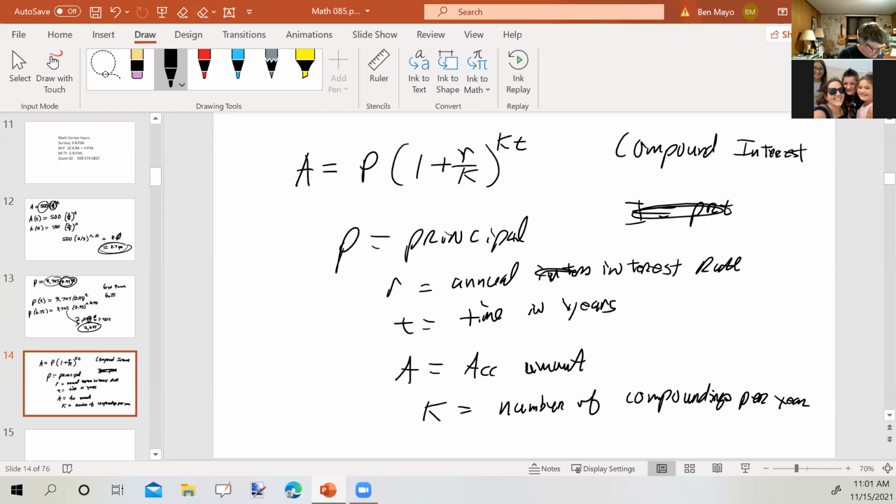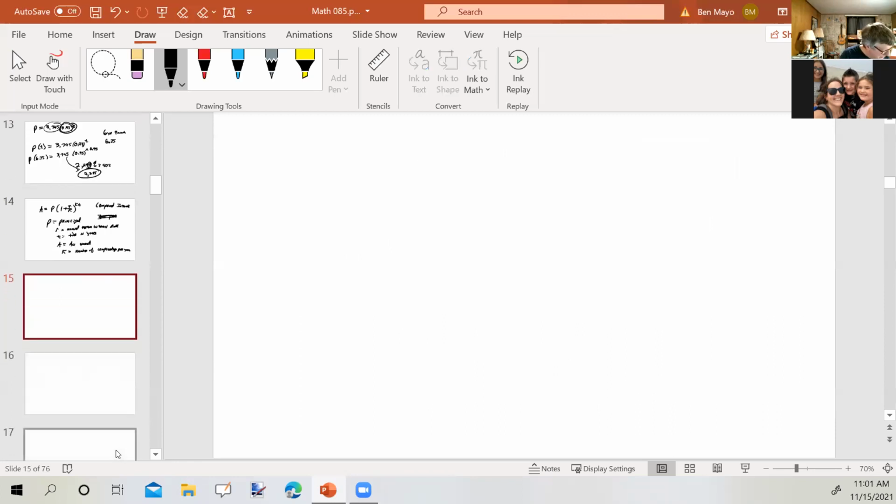All right, now, here is a problem. It says compound interest. An initial deposit of $10,000 earns 8% interest compounded quarterly. How much will be in the account after 10 years?